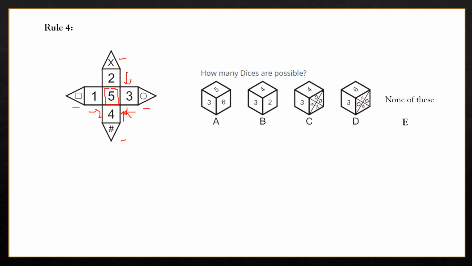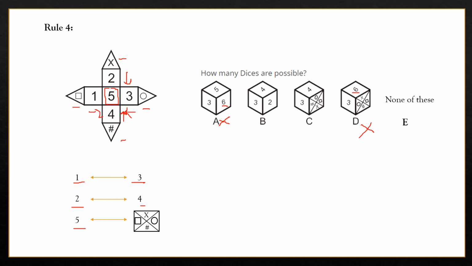So let's jot down the opposite faces. 1 and 3 will be opposite, 2 and 4 will be opposite, and 5 and this special figure will be opposite to each other. Now we have to figure out how many dice are possible among these given options. Here you can see 6 is occurring, but in this whole figure there is no 6, so definitely A cannot be our answer. Again, in option D also you can see 6 is occurring, so again this cannot be the answer. Now let's check out 4, 3, 2.